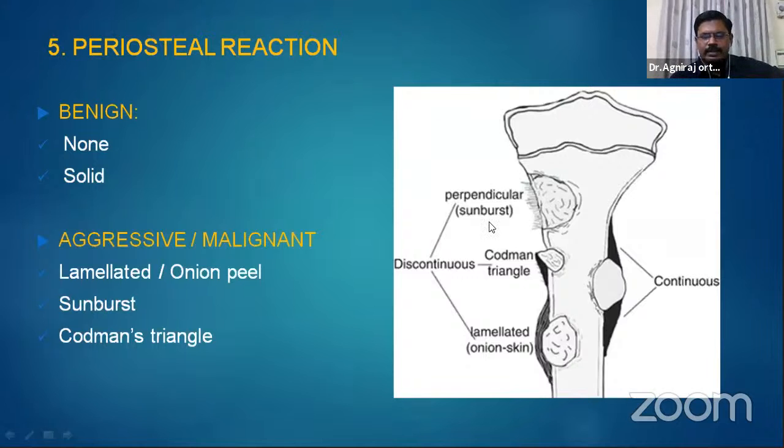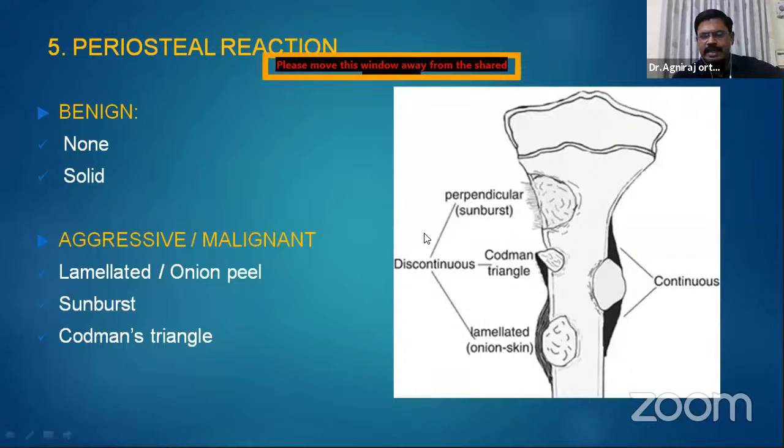Okay, and aggressive tumors have aggressive or malignant periosteal reaction. There are three types. Here, the periosteal reaction is discontinuous, interrupted. All are the same, discontinuous, interrupted. There are three types. One is onion peel or lamellated, multi-lamellated. Onion peel. Next one is sunburst.